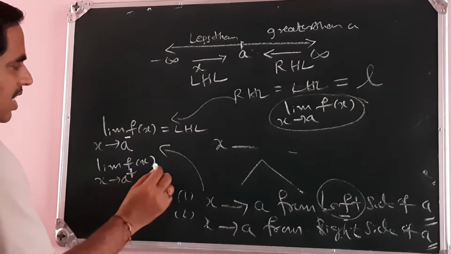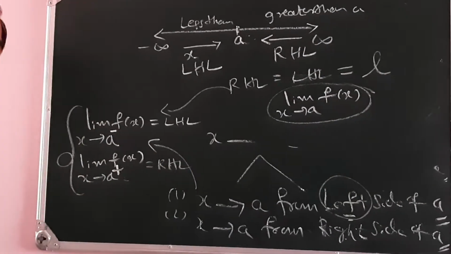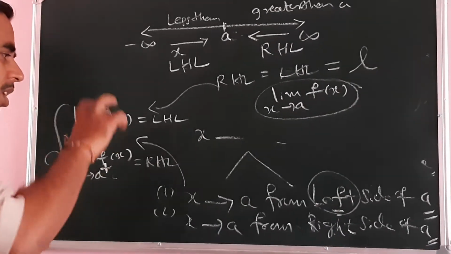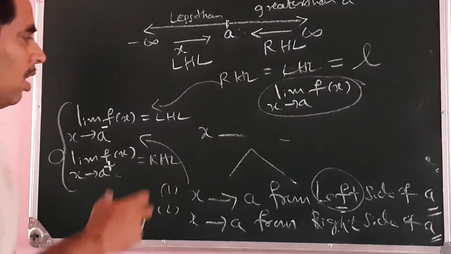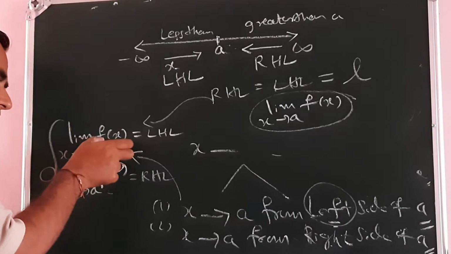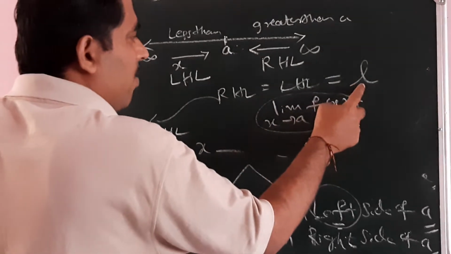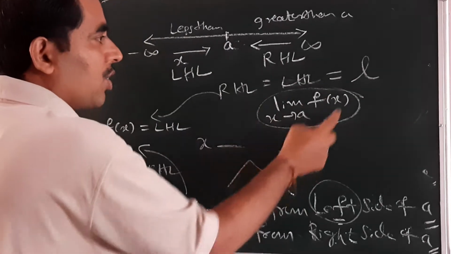So this is called the right hand limit. These are the left hand limit and right hand limit. For a function, if we are talking about the limit of the function, then the left hand limit and right hand limit both should be equal to some value. Then only the limit of the function exists.